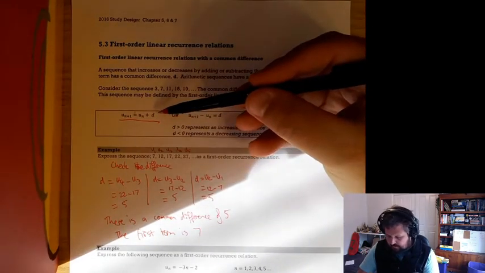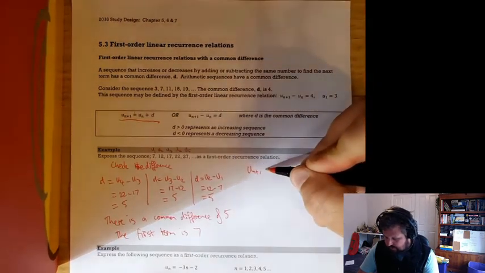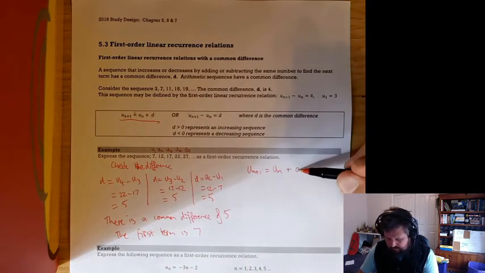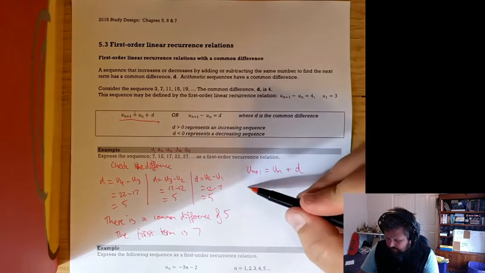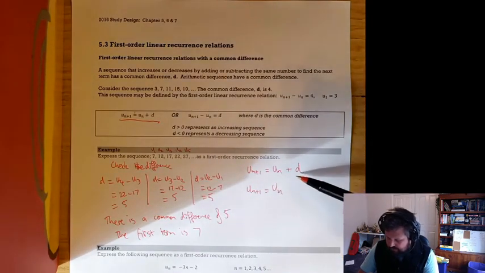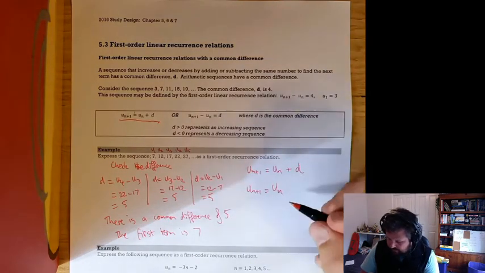So u(n+1) is equal to u(n) plus the d value, plus the difference. In our particular case here, the next value is equal to the current value plus d, the difference. In our case, we just worked out that the difference was 5. So it's going to be plus 5.